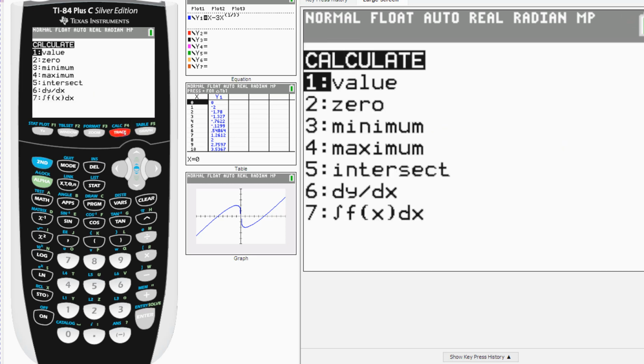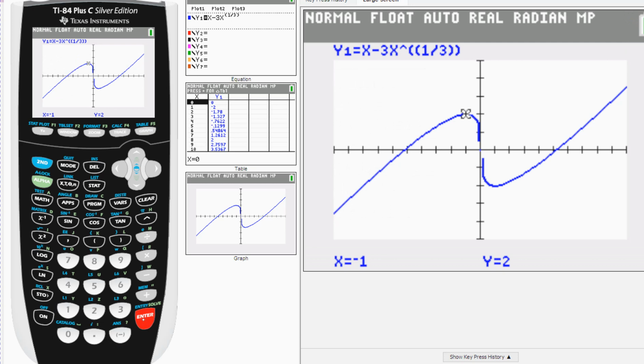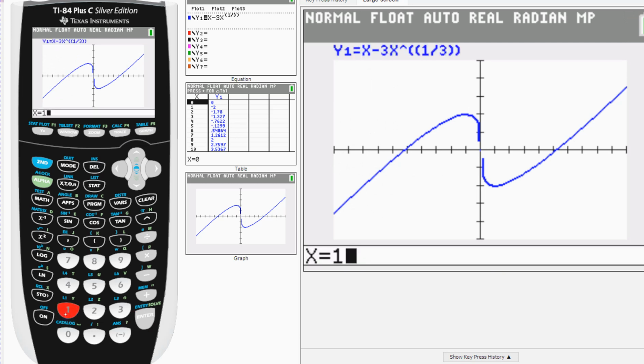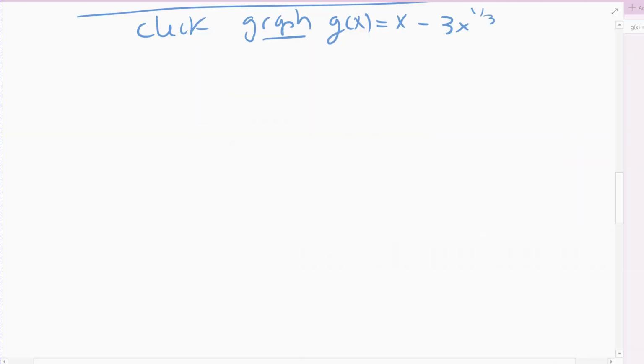My maximum was at -1, so I hit my value key, type in -1, and there's my maximum at 2, right? -1, 2. My minimum is at 1, so type in 1, and there's my minimum at -2. And so I did find all my correct values. It increased where I said it increased, and decreased where I said it decreased.